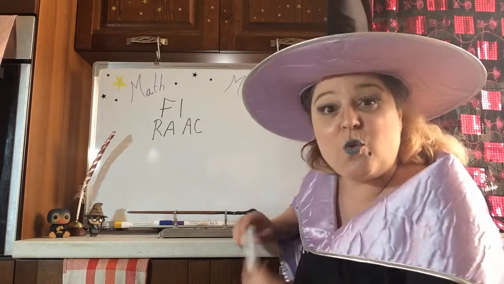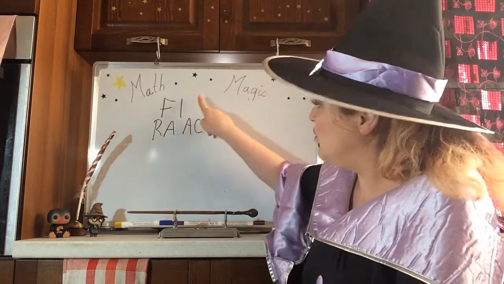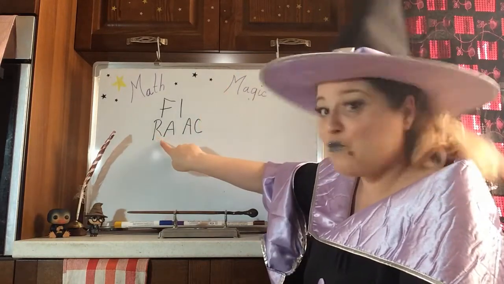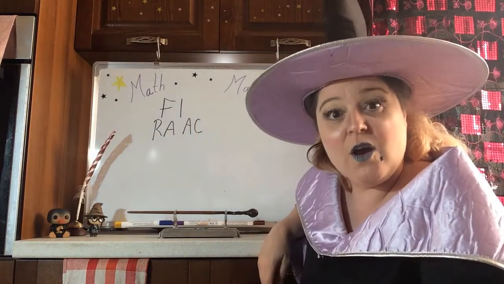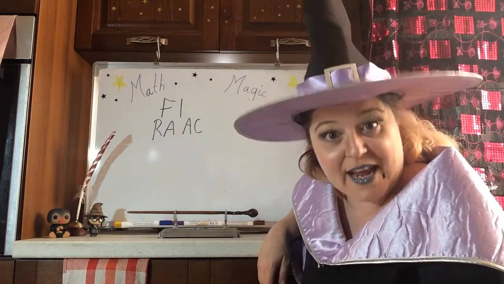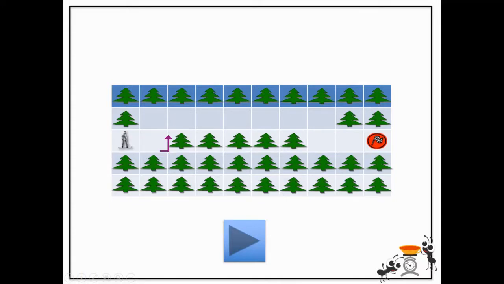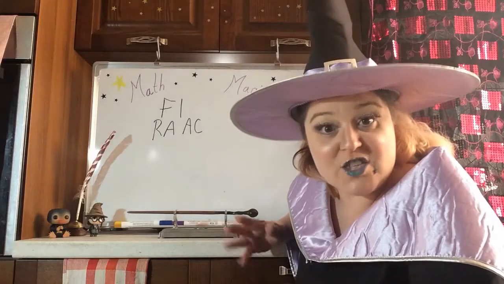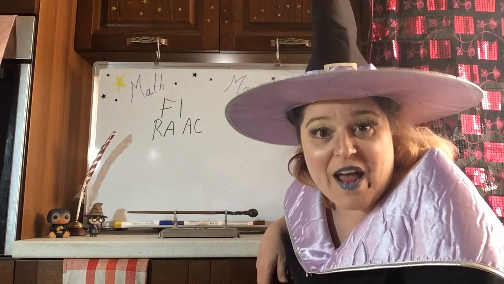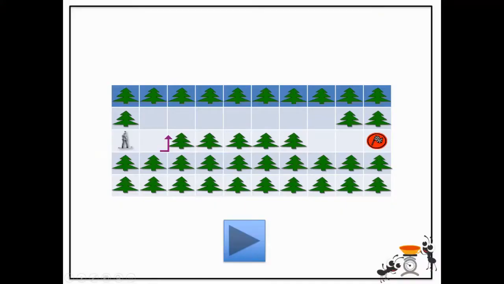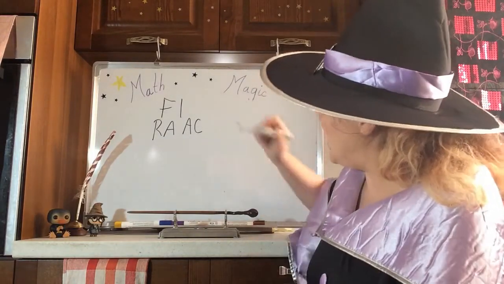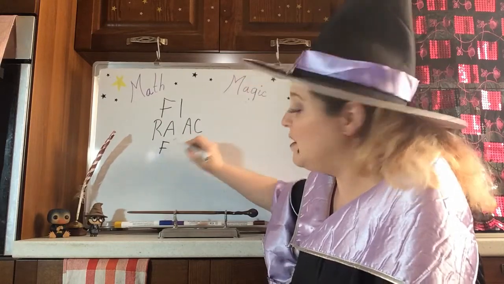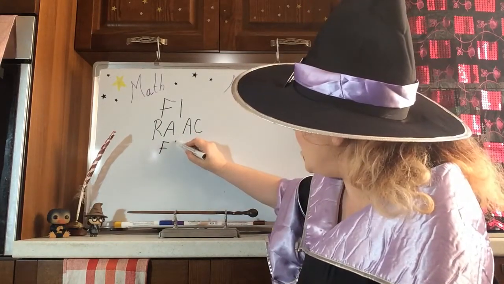So our instructions to our snowboarder so far are forward 1, right angle turn, anti-clockwise. Okay, what does he need to do next? Let's take a look. Very good. He needs to move forward again. How many squares forward does he need to move? Excellent. 1 square forward. So again, we have an F for forward and a 1.